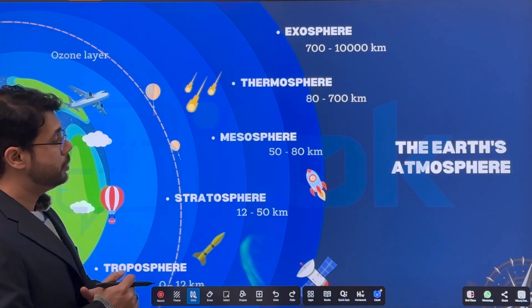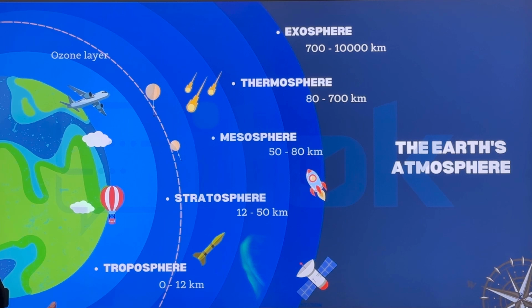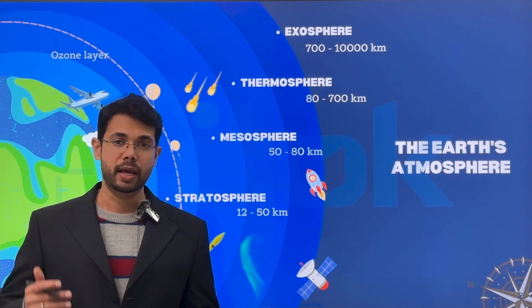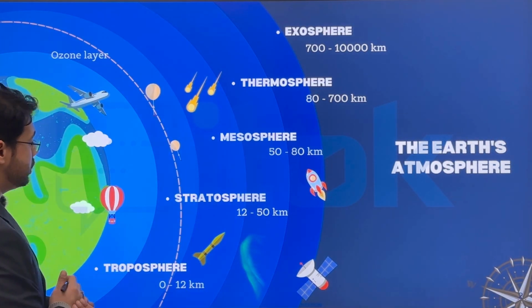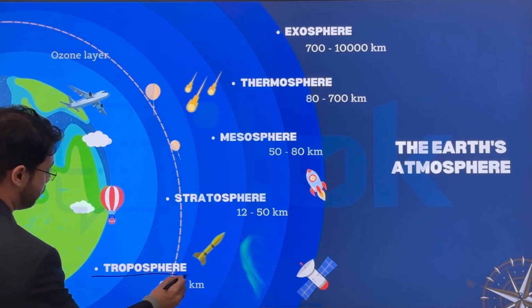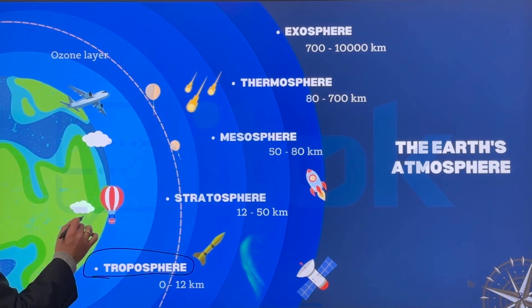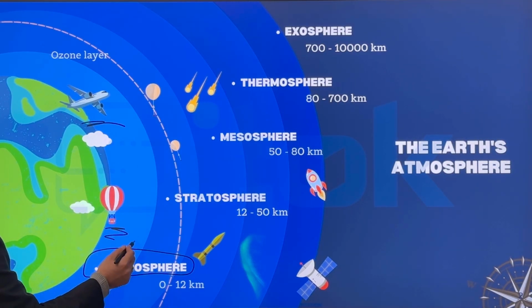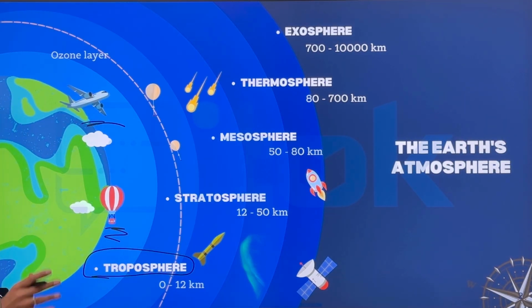So we'll be starting with the Earth's atmosphere. When we look at the Earth's atmosphere, where you are standing or sitting and looking up, what do you come across? First thing you come across is the troposphere. Troposphere is just 0 to 12 kilometers, and most of your activities like aircraft or tourist balloons take place within the troposphere.